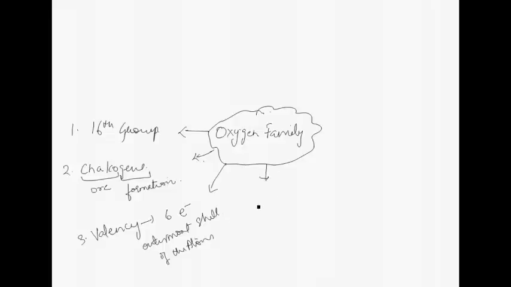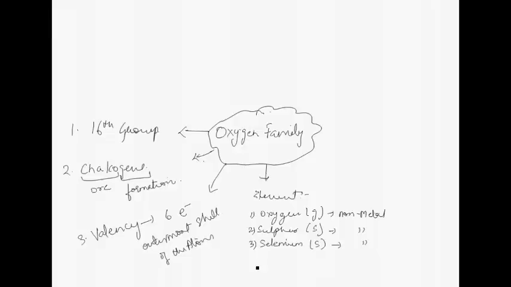This group also contains a combination of metals, nonmetals and metalloids, where we have elements like first oxygen, which is in gaseous state and is a nonmetal. Then we have sulfur, which is in solid state and is also a nonmetal. Then we have selenium, which is also in solid state and is also a nonmetal. Then we have tellurium, which is also in solid state but is a metalloid. And lastly, we have polonium, in the solid state, which is a metal.